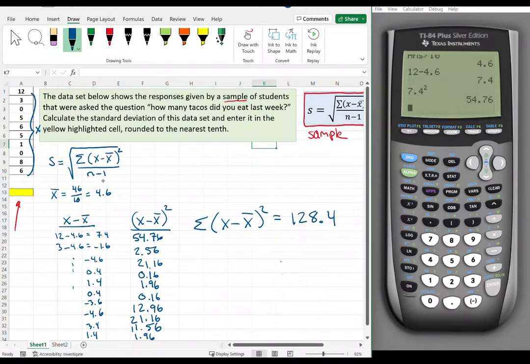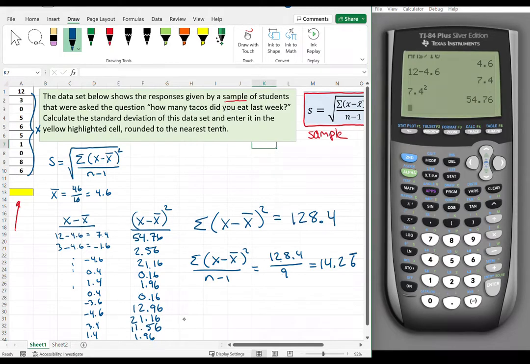Then we have to divide by n minus 1. So, well, let's put the formula in here. The sum of x minus x bar squared divided by n minus 1. So that's 128.4 divided by 9. And that's going to be a repeating decimal, 14.2 with the 6 repeating. That's what I got when I divided by 9.